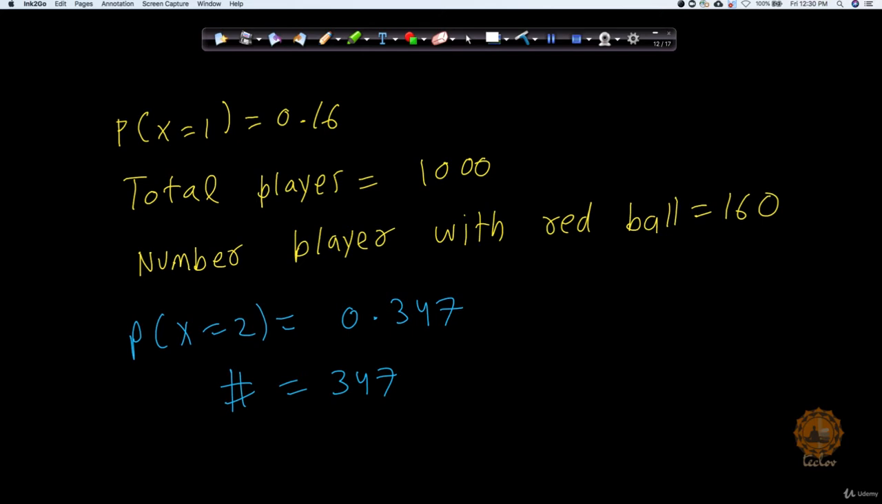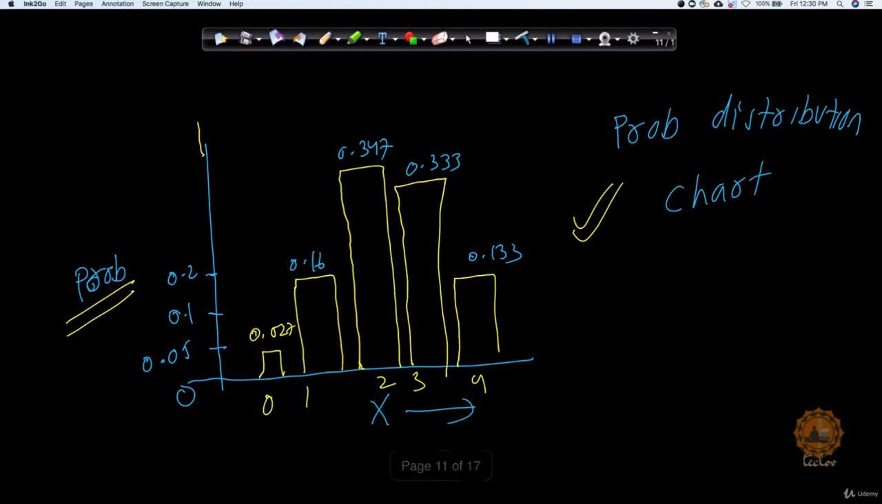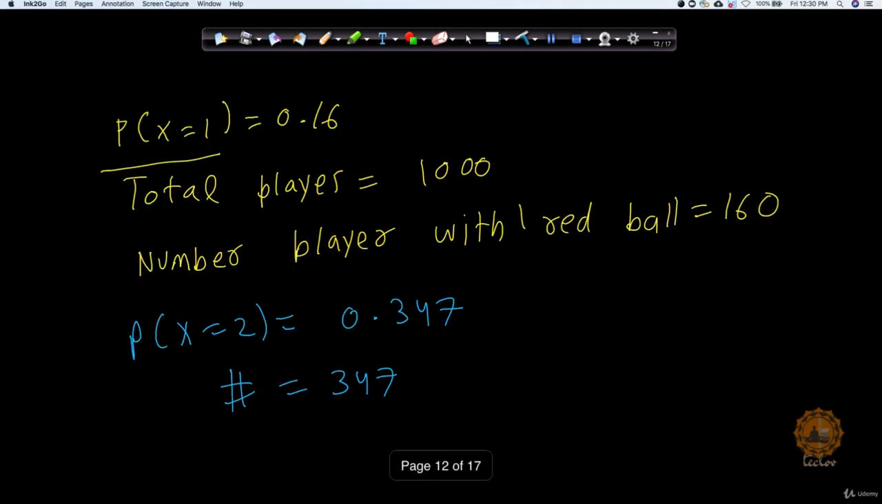So in that case, the total number of players with one red ball is going to be 160. Because my probability that x is equal to 1, meaning I have only one red ball, was 0.16. So if this experiment was conducted for 1000 people, there will be 160 people who will be drawing one red ball.